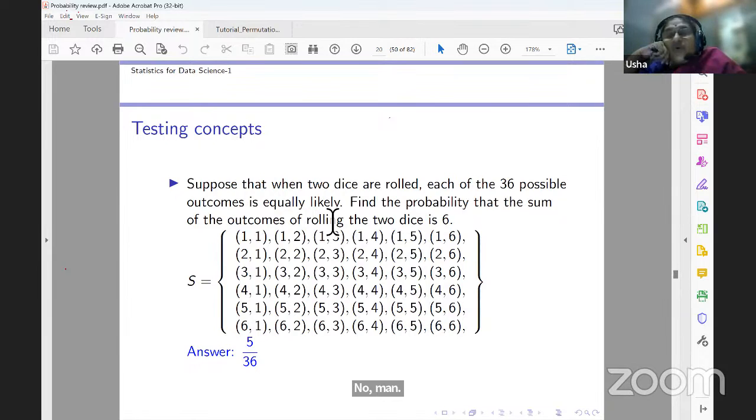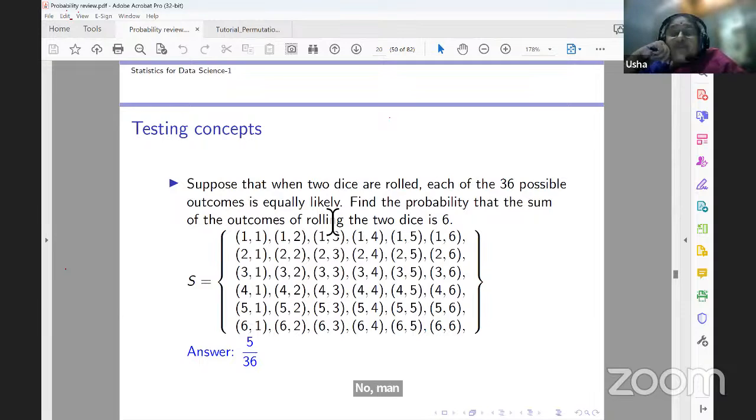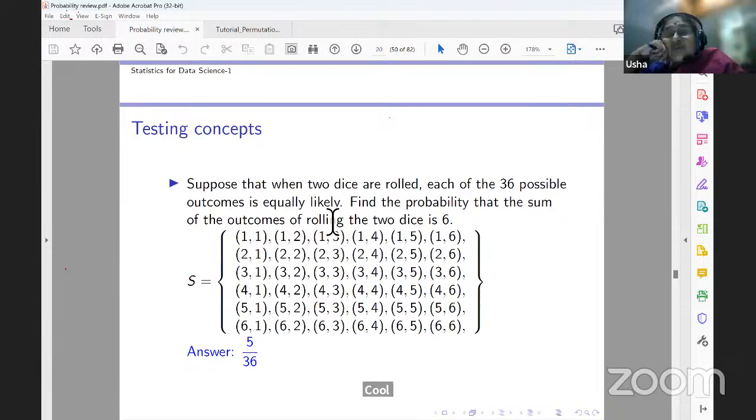So now, is getting a sum of 7 dependent on what was your first throw? No, ma'am. But is getting a sum of 8 dependent on what was your first throw? Yes, ma'am. Is a sum of 6 dependent on what was your first throw? Yes, ma'am.